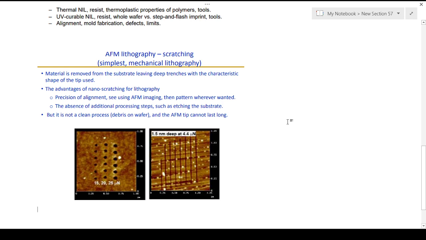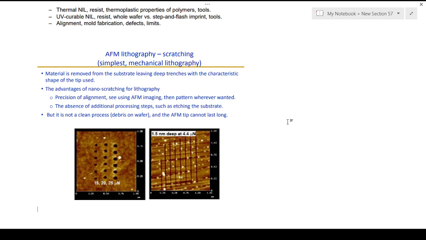The easiness is that you can see your film. Okay, you can see the film. By seeing the film, you can do the scratching wherever you want, and also pattern wherever you want, and you can get precision alignment of the patterns from this AFM lithography. Okay, so we don't have additional processing steps in this one because there is no etching of the substrate and such involved.